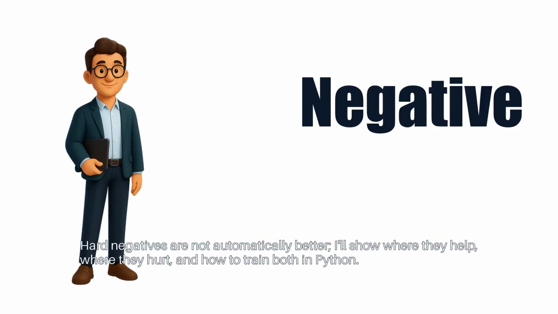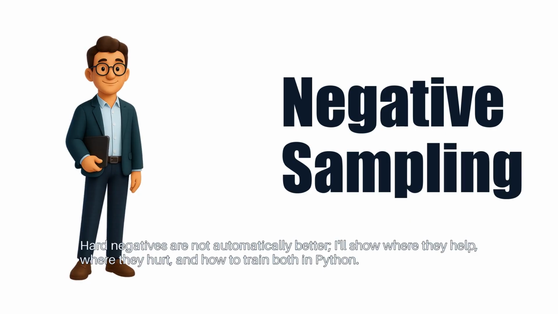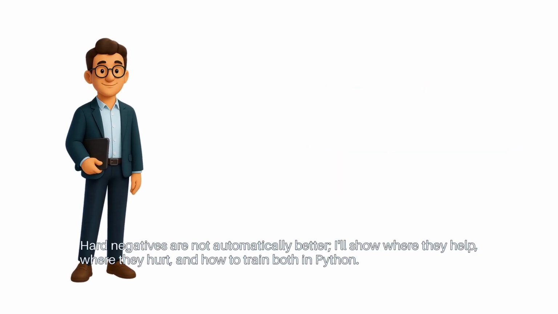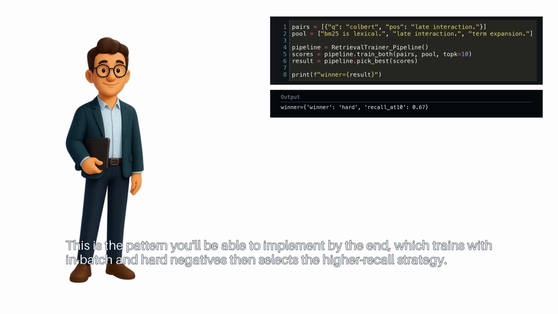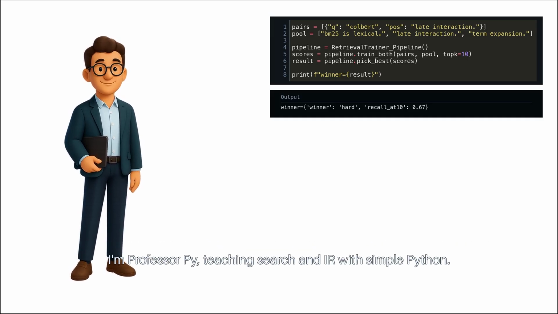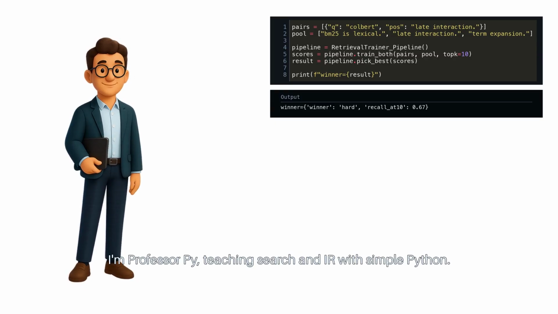Hard negatives are not automatically better. I'll show where they help, where they hurt, and how to train both in Python. This is the pattern you'll be able to implement by the end, which trains with in-batch and hard negatives, then selects the higher recall strategy. I'm Professor Pi, teaching search and IR with simple Python.